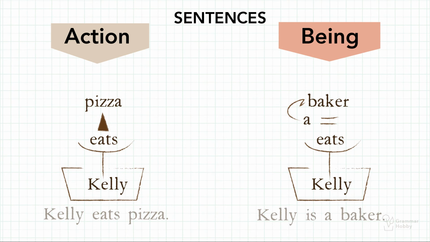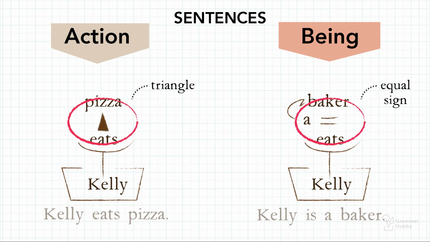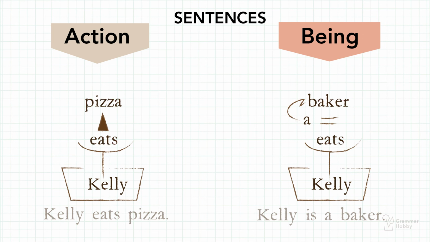Observe more carefully how to draw the two different kinds of verbs in sentences. Action verbs use a triangle to point to the object. Being verbs use an equal sign to tell the subject's being. The good thing about knowing these techniques is that you can draw all the simple sentences that you see, because all sentences are either working as an action or a being.